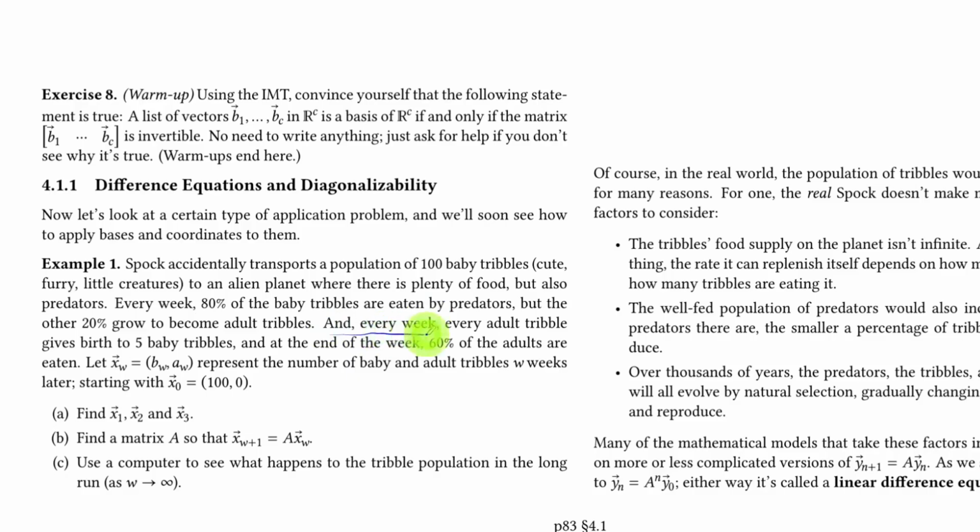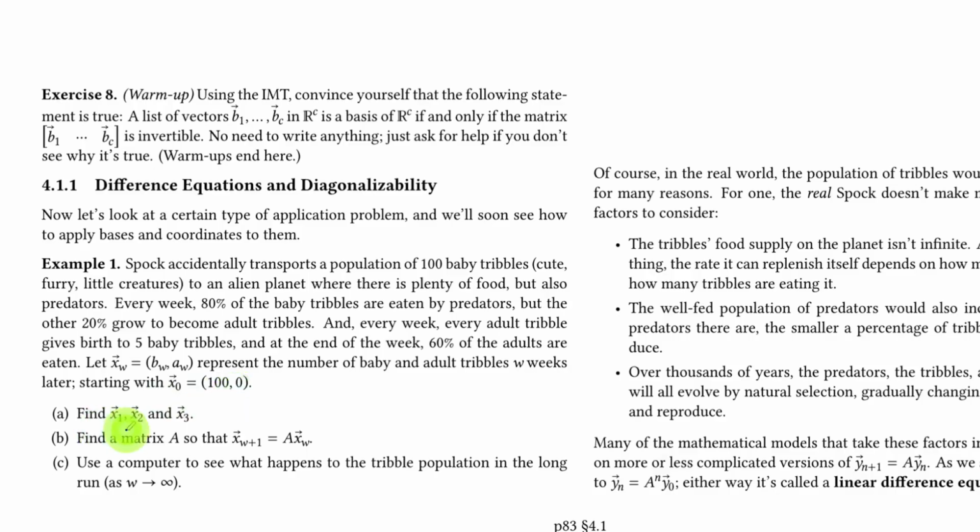And also, every week, every adult tribble gives birth to 5 baby tribbles. So the number of baby tribbles depends on how many adult tribbles there were last week. And at the end of that week, 60% of the adults are eaten. So we're going to represent with a vector the values of these variables, the number of baby tribbles on that week and the number of adult tribbles. And we're starting on week 0. There are 100 baby tribbles and 0 adults.